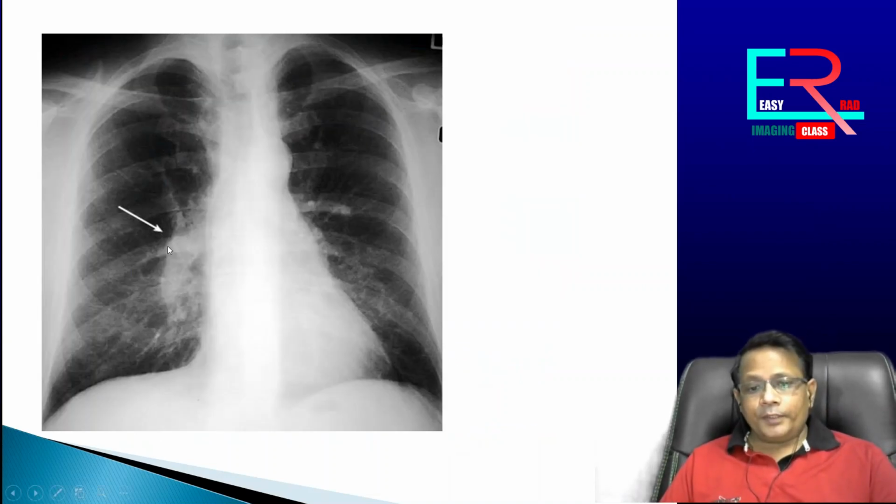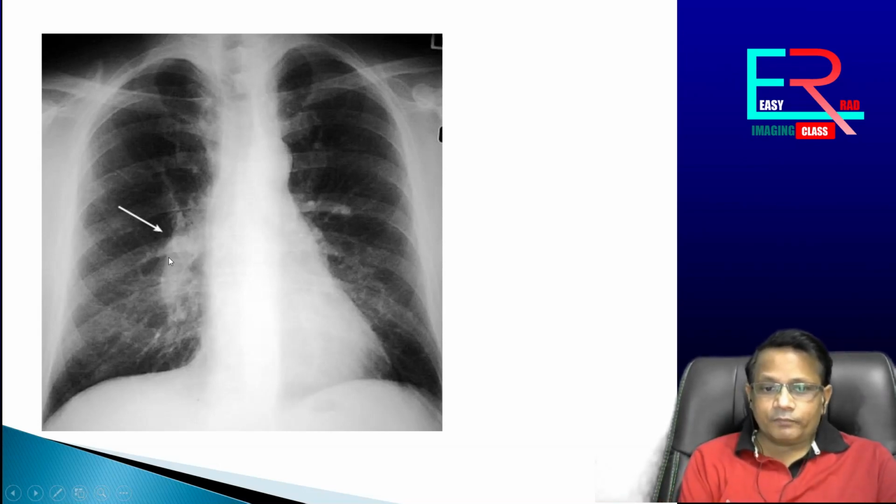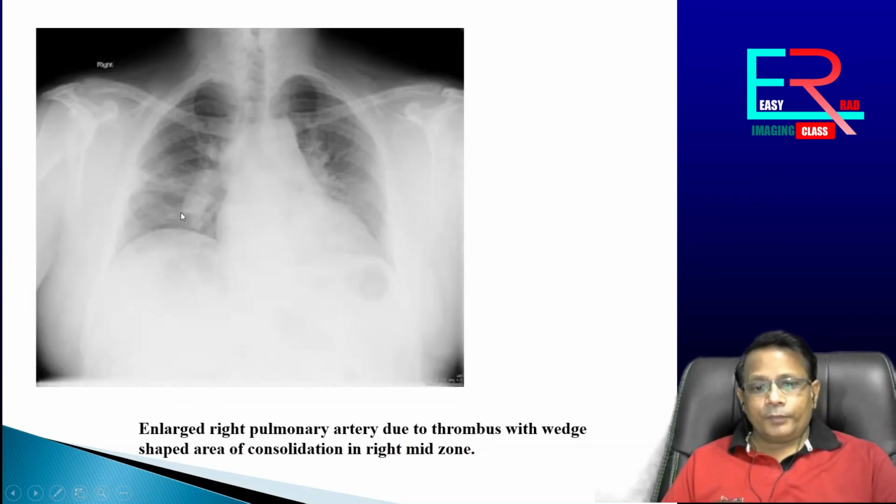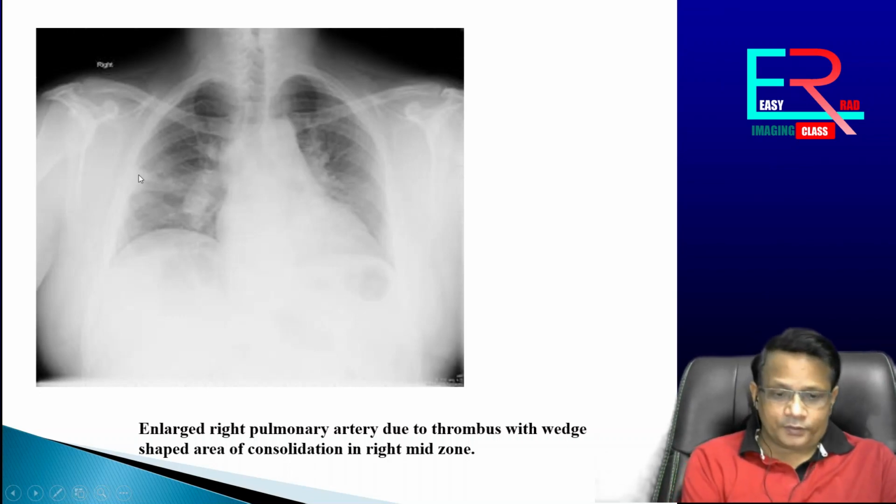See, it is a prominent right inferior pulmonary artery. Okay, you can see this might be a case of pulmonary hypertension. Here again is a prominent right inferior pulmonary artery with this V-shaped opacity, that is Hampton's hump. It was a case of right pulmonary artery thrombus with infarct.